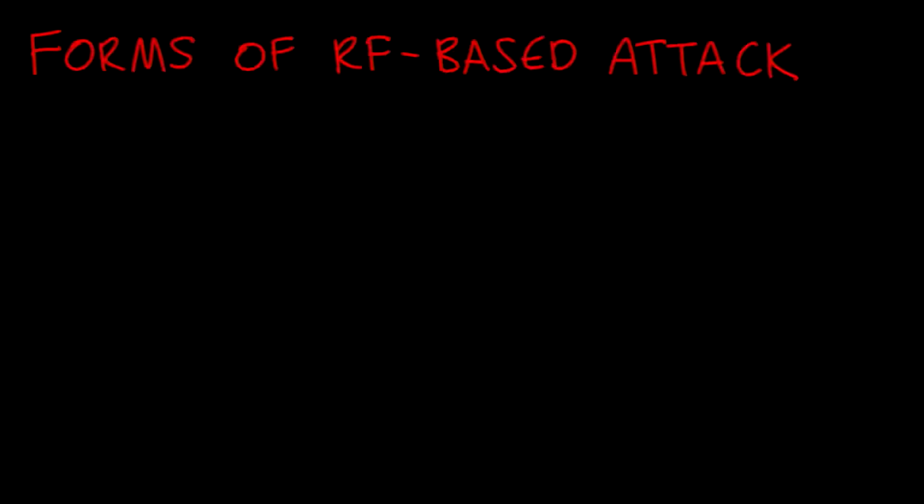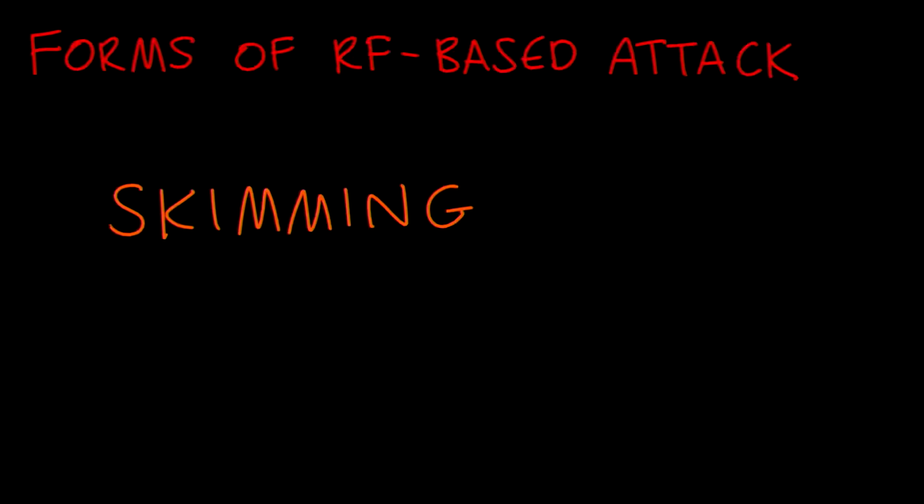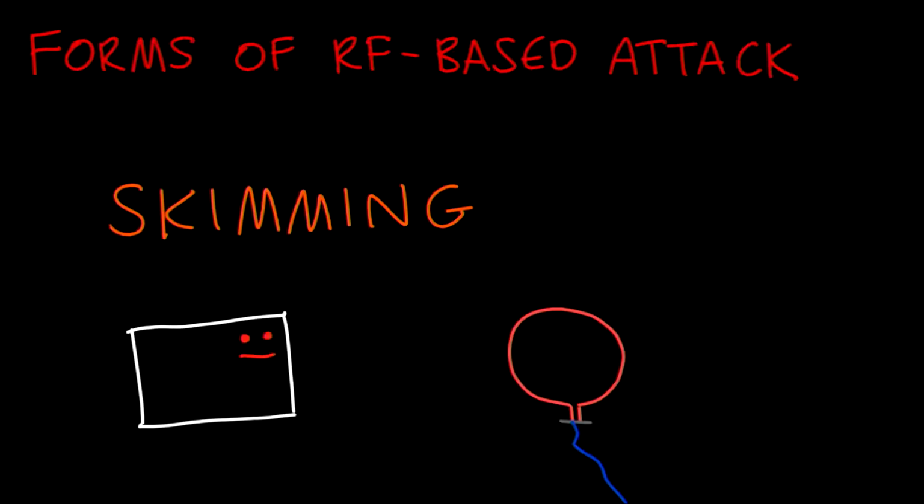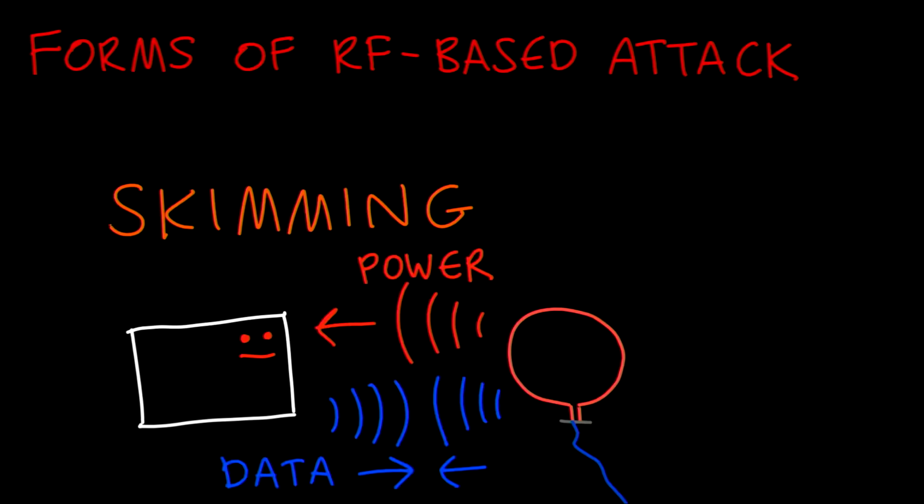There's two forms of RF-based attack. There's skimming, and that is not a balloon, that is a magnetic loop antenna. Like I said, magnetic loop induction, wonderful. If we're doing a skimming attack, that's when we walk past someone, power up their card, and retrieve the data off it. So our antenna powers it, we exchange data, and grab the data off the card.